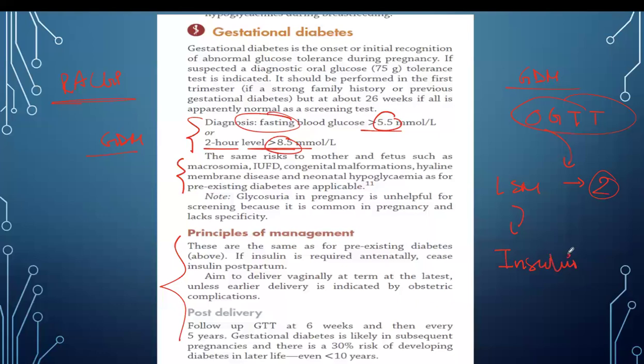Remember, for other diabetic patients, we start them on oral medication, right? Like metformin, sulfonylureas, those things. But for gestational diabetes, insulin is the best treatment.